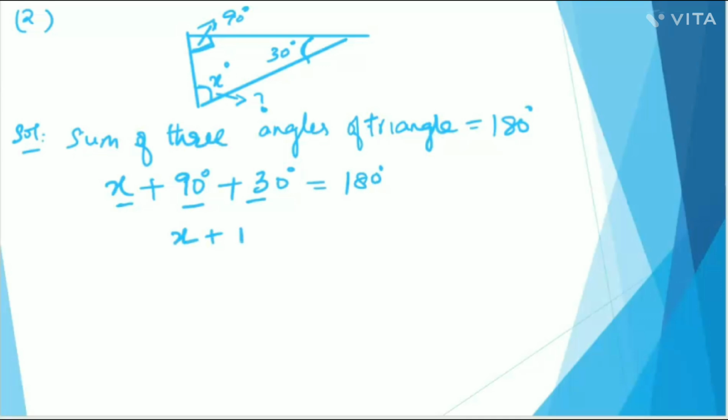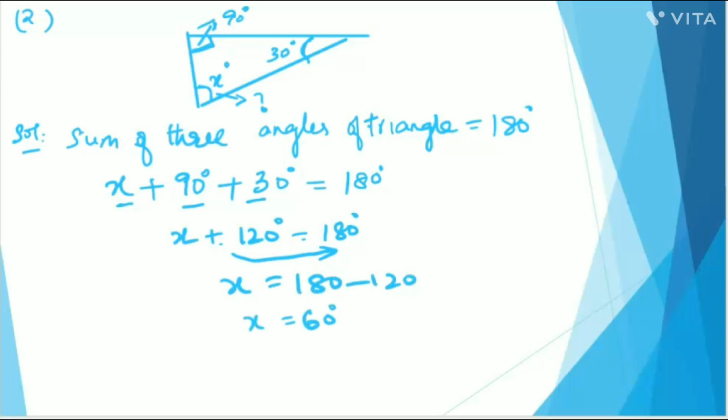x plus 90 plus 30 is 120 degrees, equals 180. When 120 goes to this side it becomes minus 120. 180 minus 120 is 60 degrees. That is the answer.